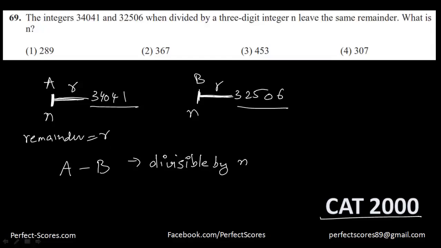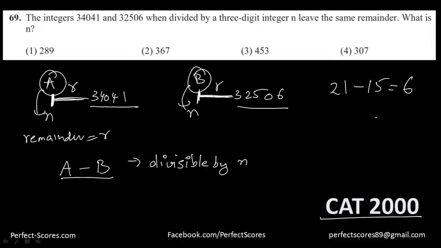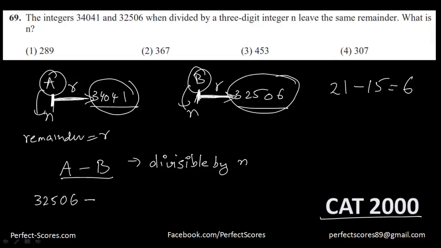Now why am I saying that? Because I know that a is divisible by n and b is divisible by n, so the difference will be divisible by n. Just the same case, 21 is divisible by 3, 15 is divisible by 3, and the difference is divisible by 3. Why is that? Because I'm going r forward here and I'm going r forward here. That means the difference of 32506 and 34041 would be divisible by n.